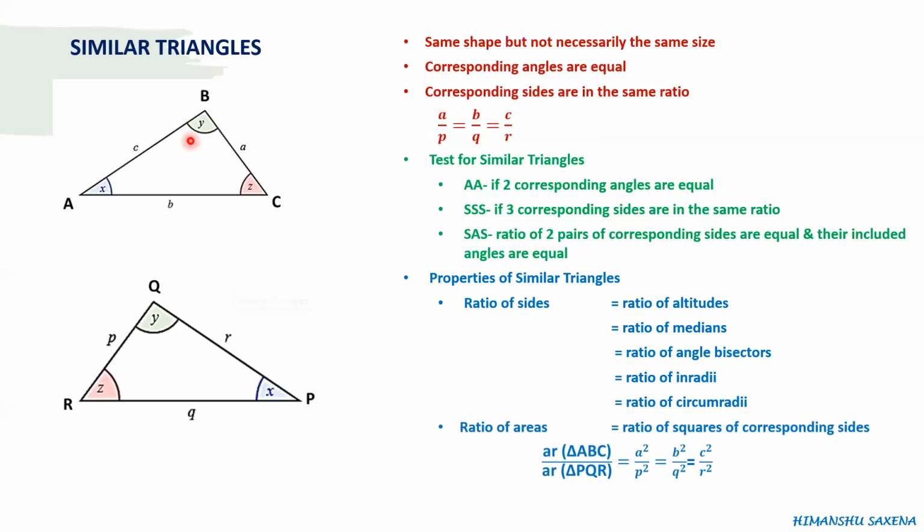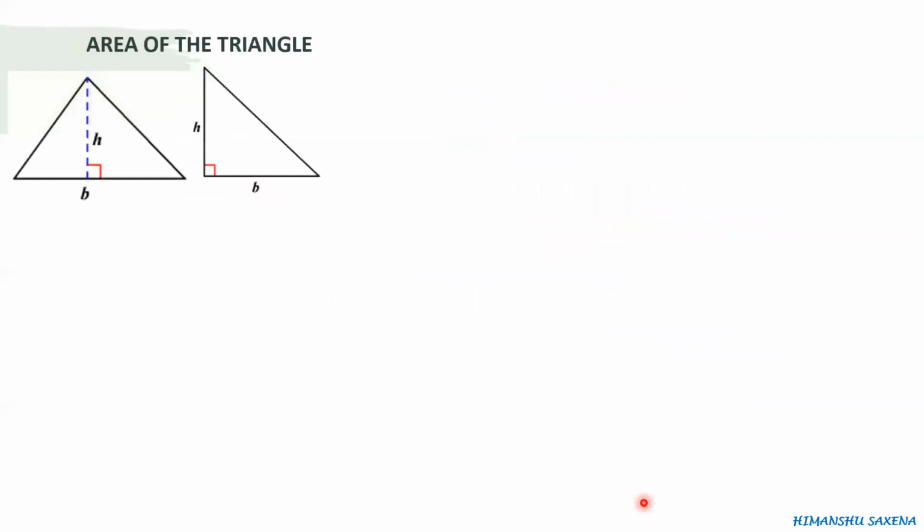So if I want to calculate the ratio of the areas of these two triangles, area of triangle ABC divided by area of triangle PQR, then it is equal to a square by p square, which is equal to b square by q square, or c square by r square. So if I am able to find only this a and p, then I can find the ratio of these two areas. Now let's look at how to calculate the area of the triangle.